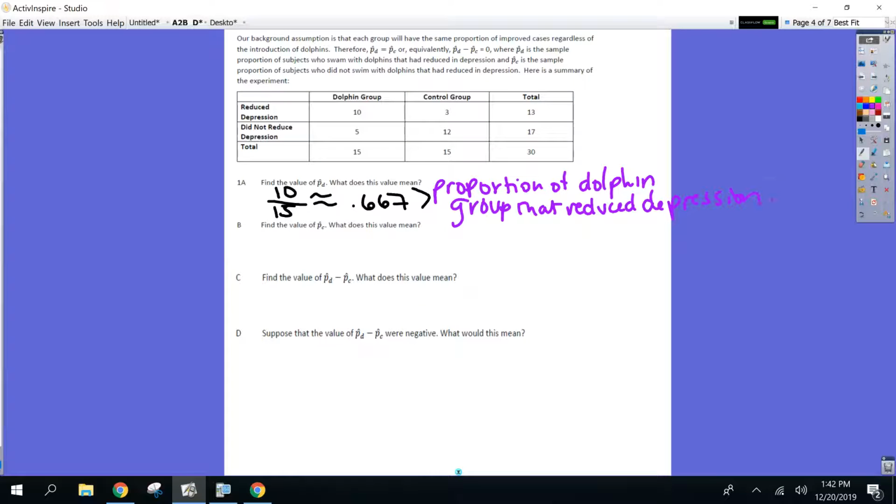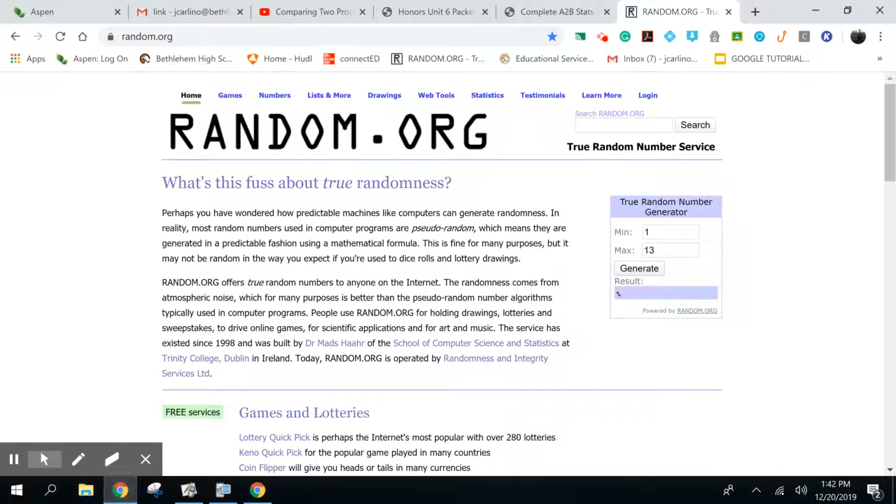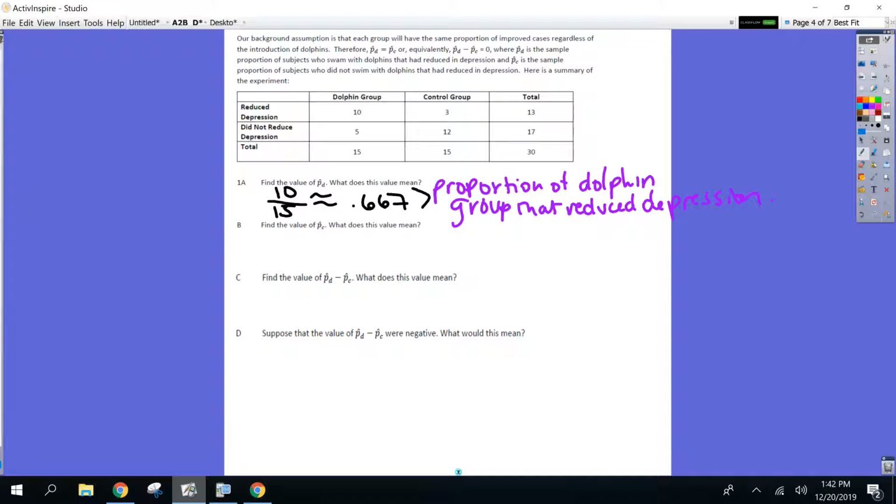Okay, everybody good so far? I want to go a little bit slower here. It might be painstaking, but sorry. Okay, next. What about the people in the control group? Give me a proportion of the people in the control group that reduced their depression. That's what I'm asking for in B. What's the proportion of people in the control group? That's our reduction in there. 3 out of 15, which is what as a decimal? Which is equal to 0.2.